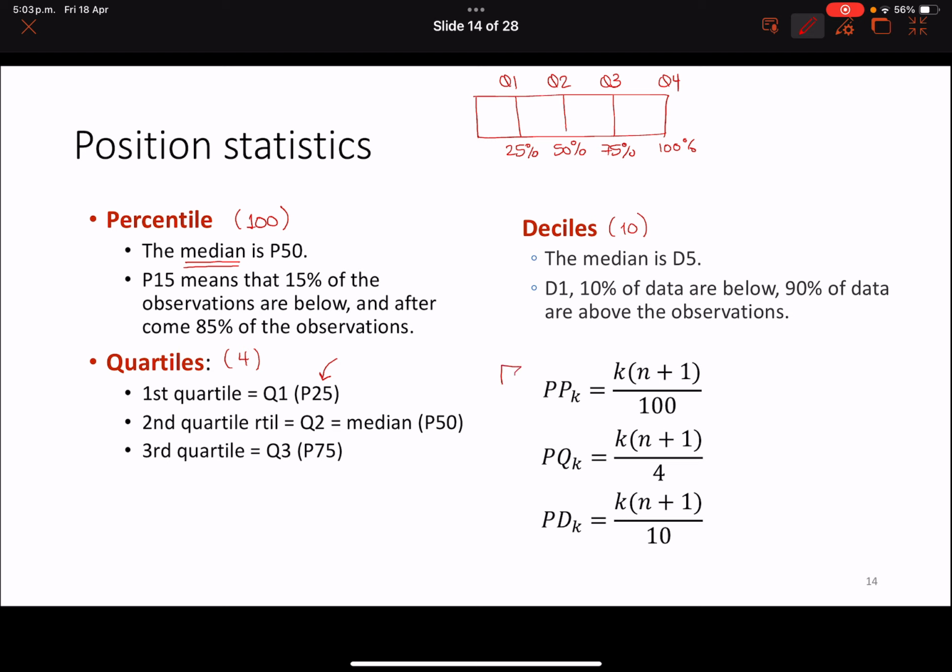Here we can see the formulas of position for each of them. This is position because then we're going to look at it in our set of data. If you see, percentiles are divided over 100, quartiles are divided over 4, and deciles are divided over 10. Do not forget, this is position.